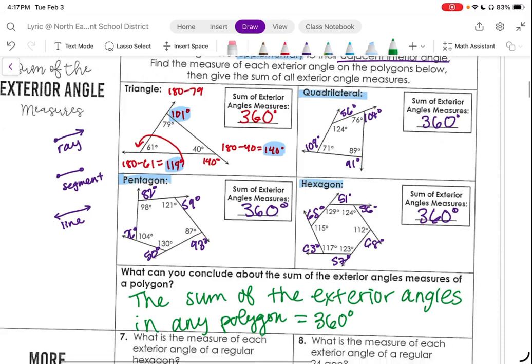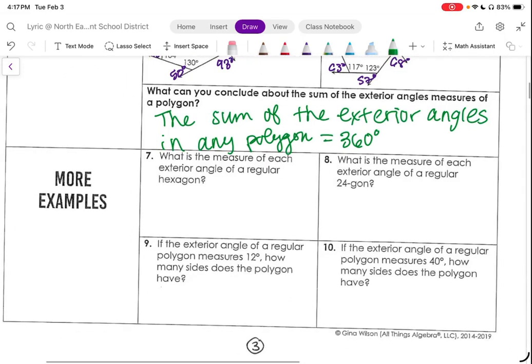All right, let's take a look down here. Some more examples. We're almost done for today's notes. Number 7 says, what is the measure of each exterior angle of a regular hexagon? Let's focus on some of these problems because some of them say regular and some of them do not. Oh, I guess all of these do.